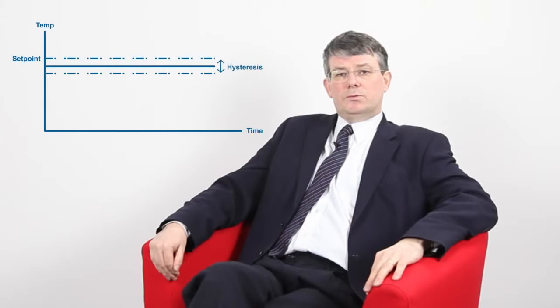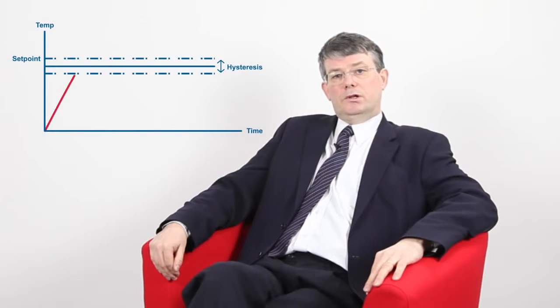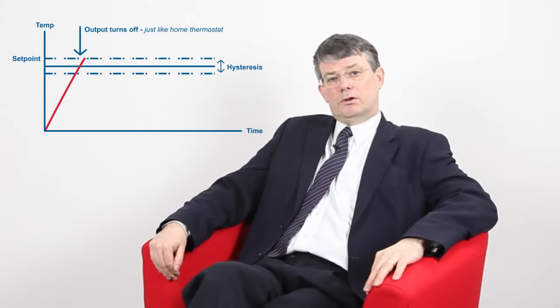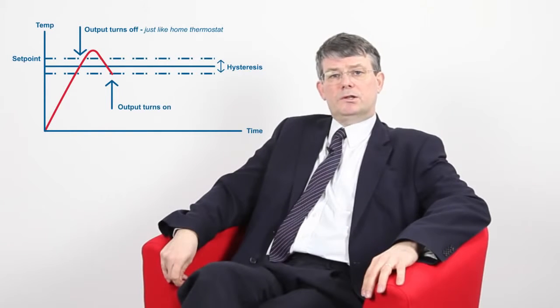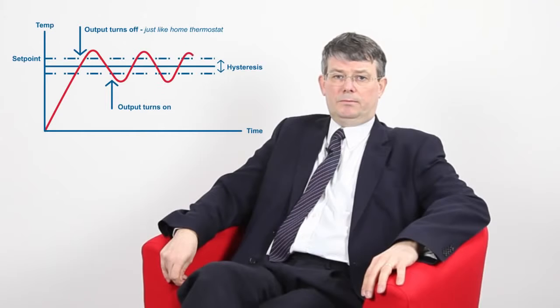In a typical heating application, something called reverse action is used. In this way, the heating output is turned on when it is below the set point, and it is turned off when it is above. Most people are familiar with this concept, as it is exactly the same as is used in their home thermostat.